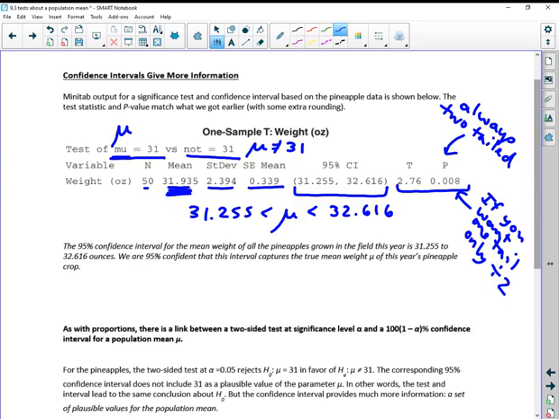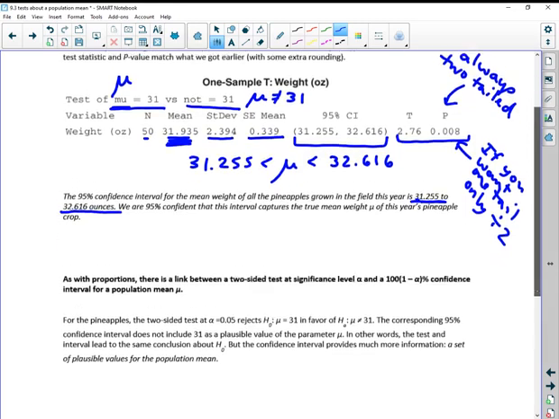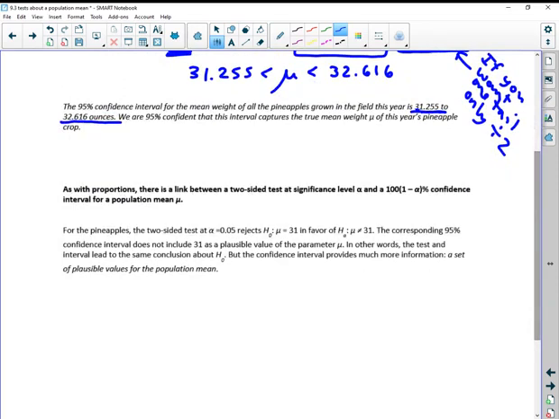I got that estimate, and this 95% confidence interval for the mean weight of all pineapples grown in the field is 31.255 to 32.616 ounces. And then we're 95% confident that this interval captures the true mean weight mu of this year's pineapple crop. We know that it either caught it or it didn't. The true mean is a fixed number, and every time we go out there, the true mean stays the same, but our confidence interval will change, and maybe sometimes we caught it, maybe some other times we didn't.